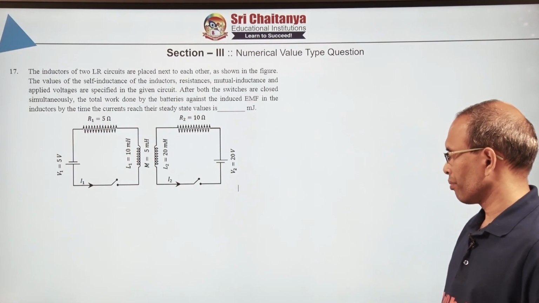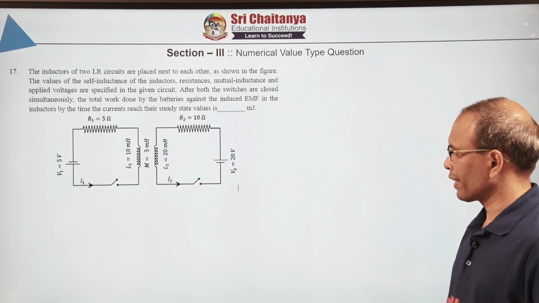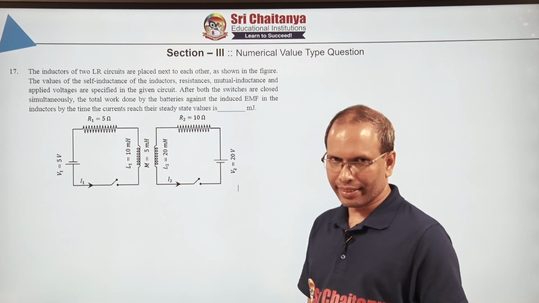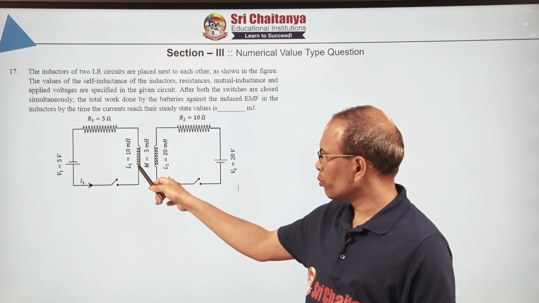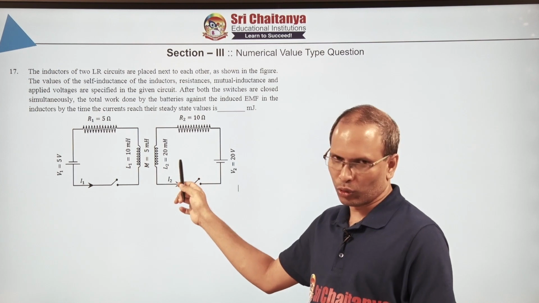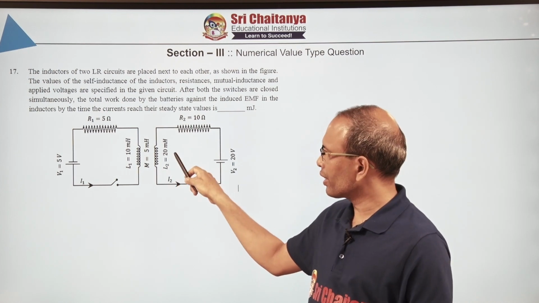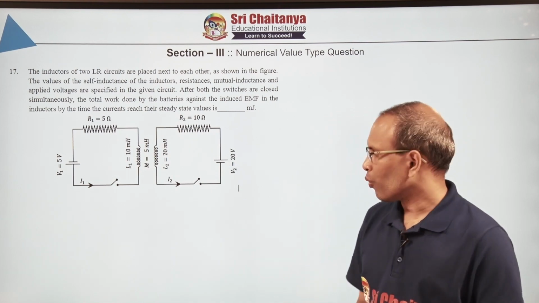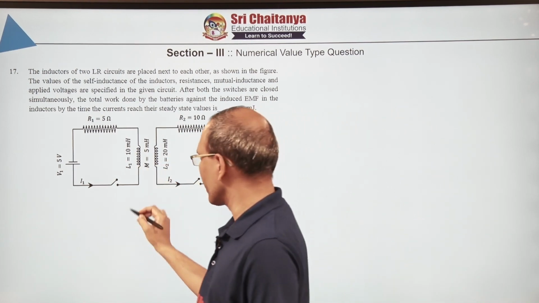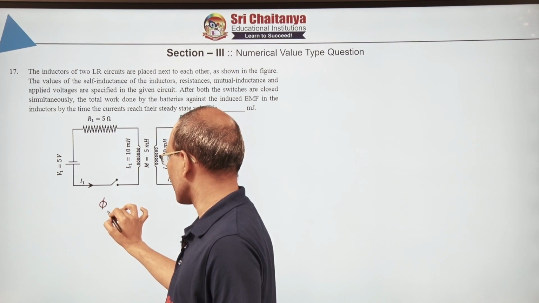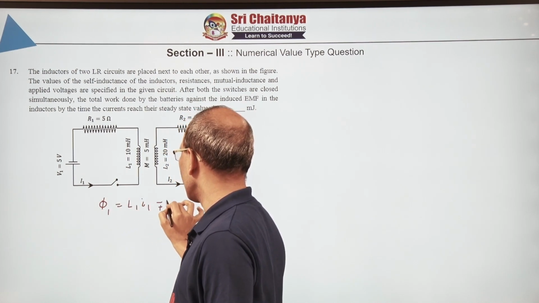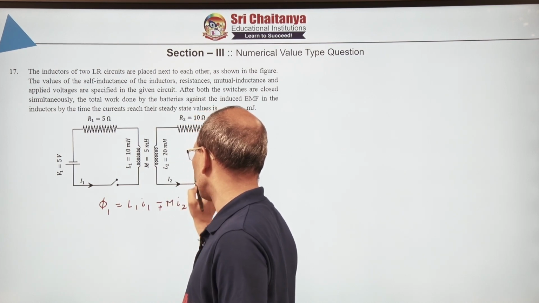Question number 17. So this is based on the mutual inductance concept. So the basic meaning of mutual inductance is current through the first loop will change the flux in the second loop. Similarly, the change in the current in the second loop can change the flux in the first loop. So what is the flux linked with the first loop we can write now? Can be like this, is L1 I1 minus or plus M into I2.